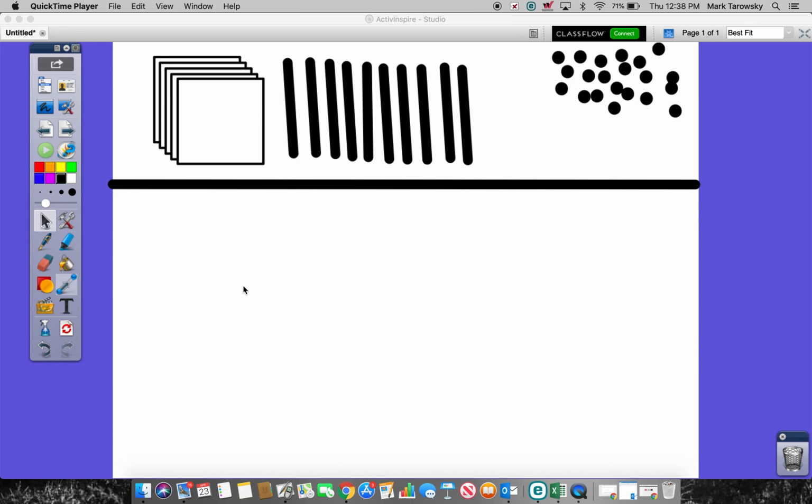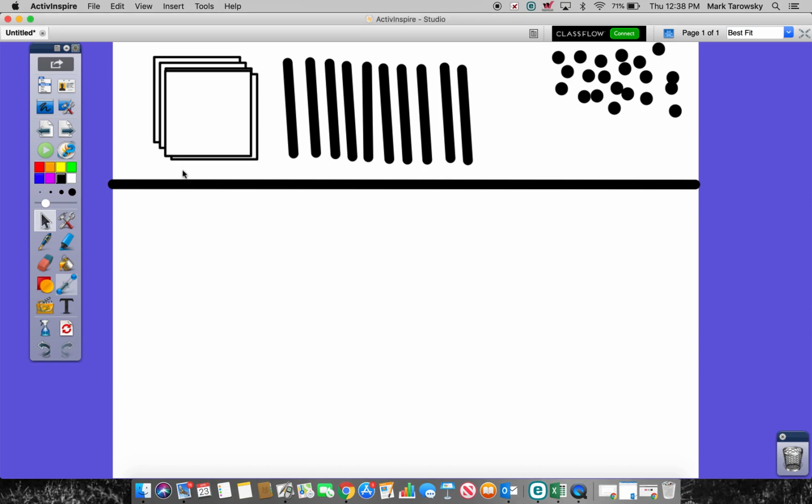First, starting with some review of expanded form, which was one of the activities you did last week, just working on some expanded form using our squares representing hundreds, our sticks or lines representing tens, and then our dots representing ones. So for instance, you're going to be drawing these.